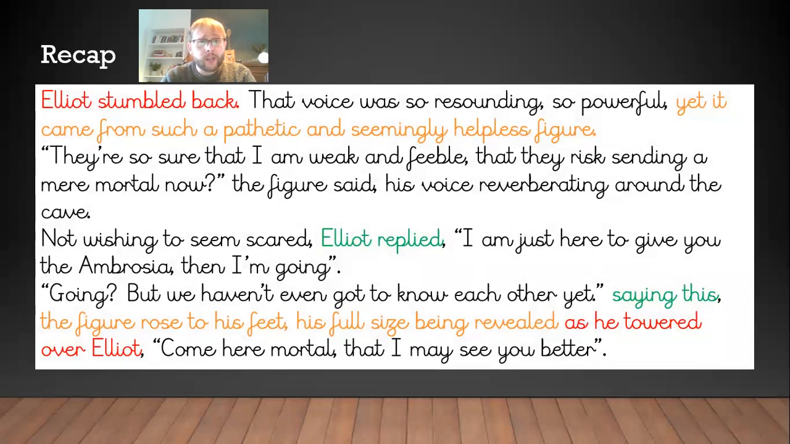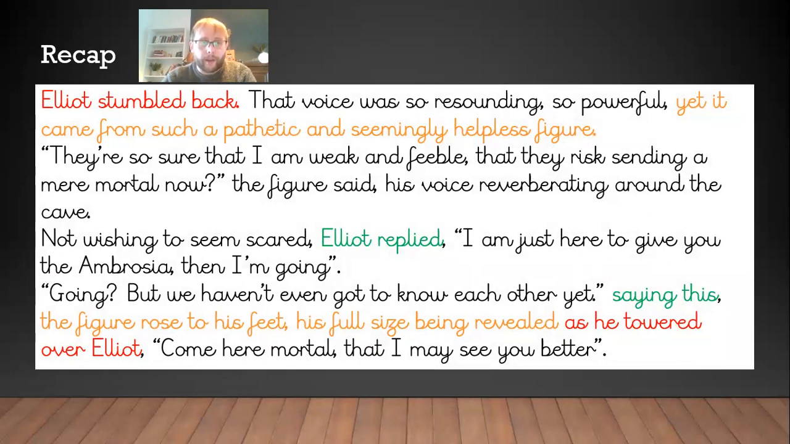For orange, I asked you to use speech and put in narration between speech that began to tell us how the movement of the people or what they were feeling as they said their lines. So for example, it came from such a pathetic and seemingly helpless figure. And the red challenge was to use show, not tell, to give me an idea of how the characters were feeling as they said their lines. So Elliot stumbling back suggests he's quite nervous.